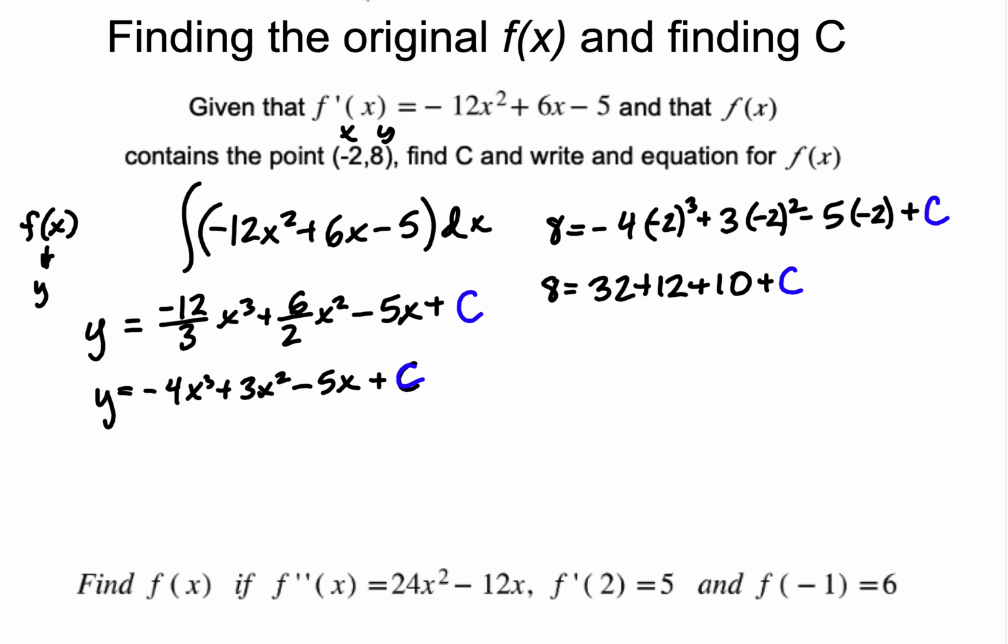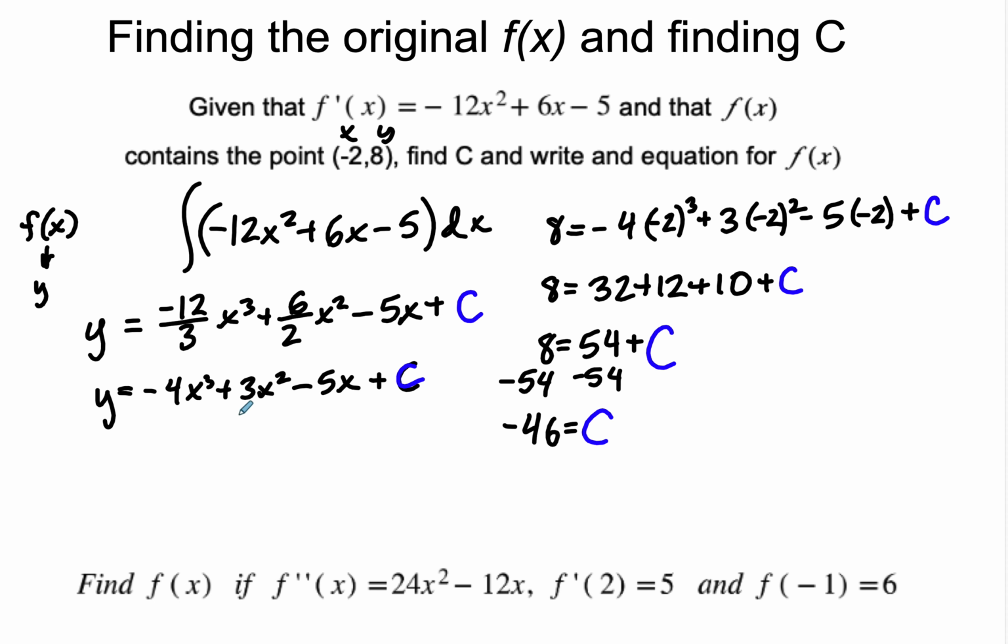Okay, so do a little combining here. We got 8 equals 32 plus 12 is 44 plus 10 again is 54 plus that c that we're looking for. Okay, so now we're going to subtract 54 from both sides. Subtract 54 from both sides, and we're going to get negative 46 is equal to the c that we were trying to find.